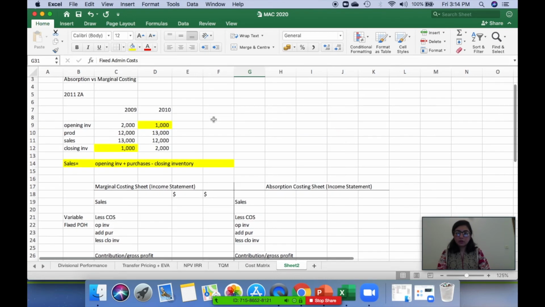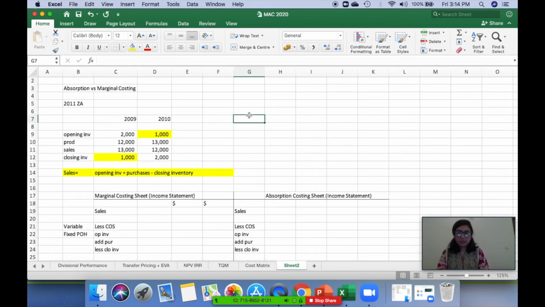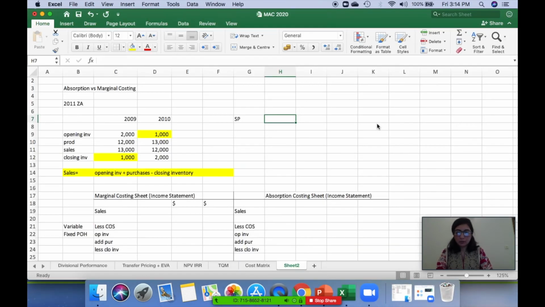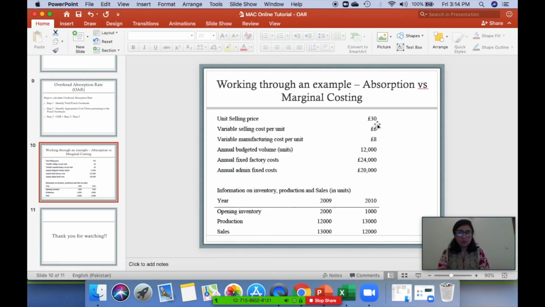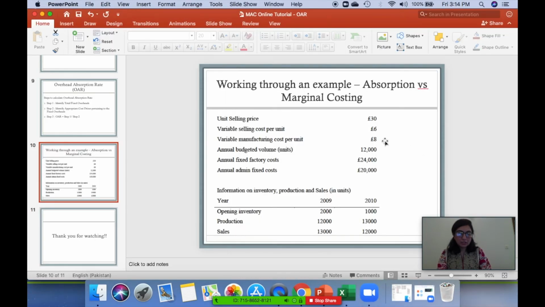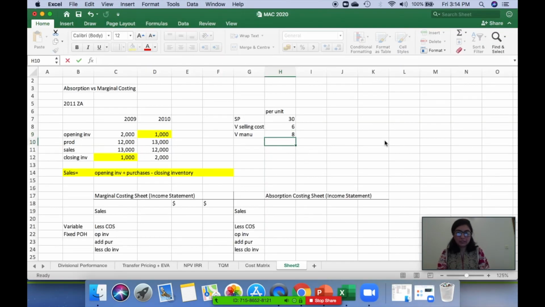Alright, coming on to sales, I'm going to write a part of the question here. The selling price per unit was 30. I'm going to write 30 here. Variable selling cost, V selling cost, V stands for variable, was 6 per unit. These are all per unit, right? And then we had variable manufacturing cost, which was 8 pounds per unit. So I've written 8 here.